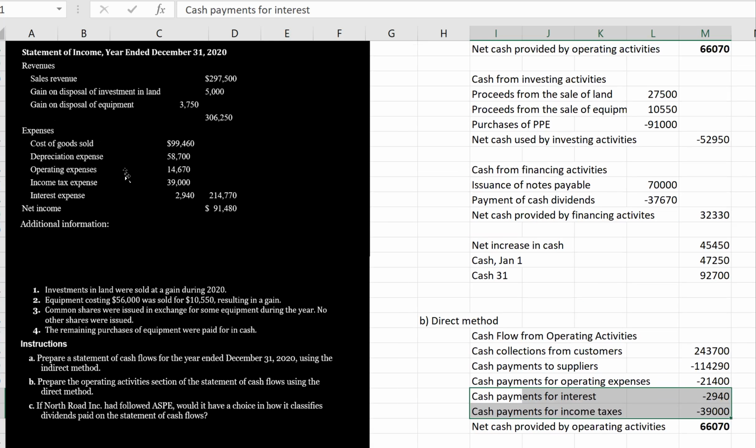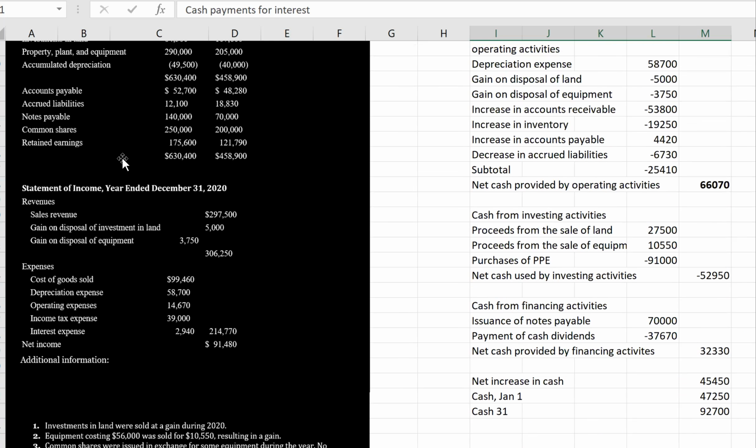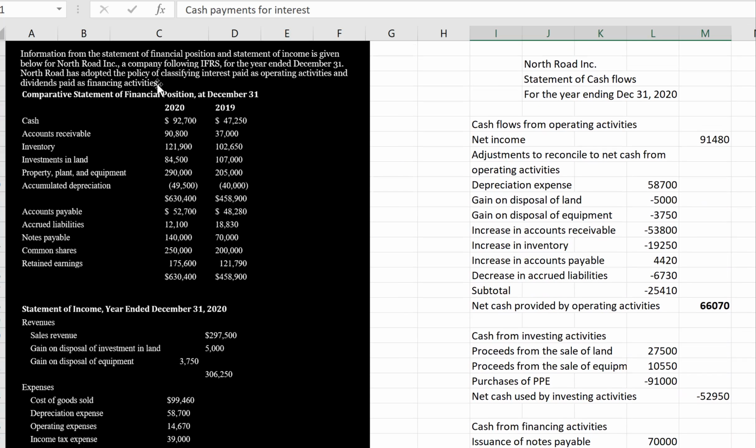And remember, in the beginning of this question, we were told that the company follows IFRS and North Road has adopted the policy of classifying interest paid as operating activities and dividends paid as financing activities. And they're only allowed to have that policy adoption because of the fact that they're under IFRS. If they were under ASPE, they would not have a choice and they would have had to classify the dividends as a financing outflow. All right, and that takes us through this question.